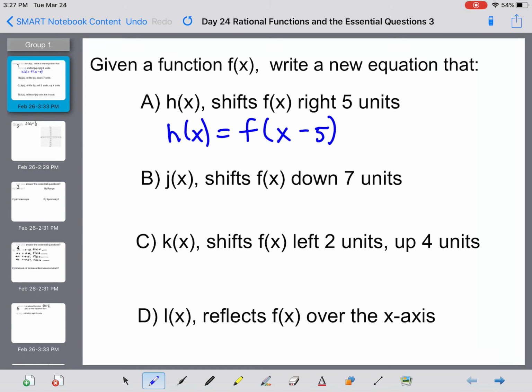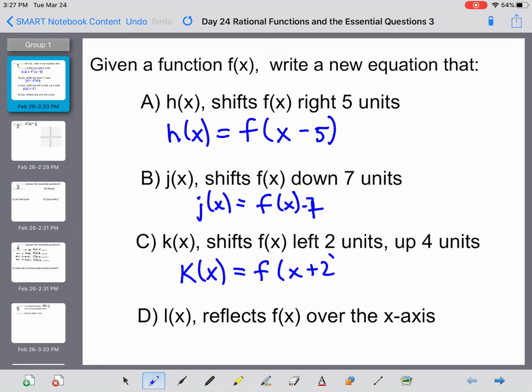If we are going to shift f of x down 7 units, that is going to go outside of the function because that's what vertical transformations do. So this is going to be f of x minus 7. K of x is going to shift f of x to the left 2 units, so that's going to be an x plus 2, and then up 4 units, so that's going to be plus 4. And then L of x is going to reflect it over the x-axis, so that's going to have a negative out front. That's how we're going to get that reflection.